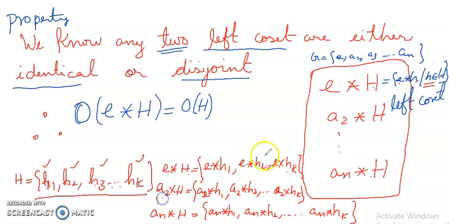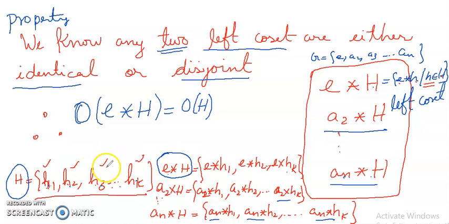Now what is A2 star H? When we come to the second case, A2 star H is A2 star H1, A2 star H2, A2 star H3, etc., A2 star Hk. Now what is An star H? An star H is An star H1, An star H2, etc., An star Hk. So now we can identify that the number of elements in H and the number of elements in E star H will be the same. Is it not? The number of elements in both these sets will be the same.